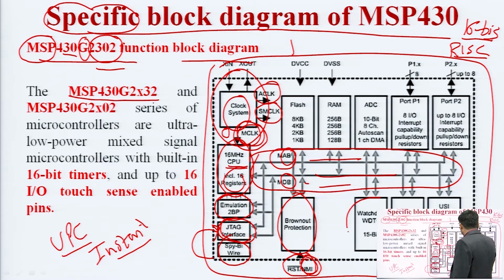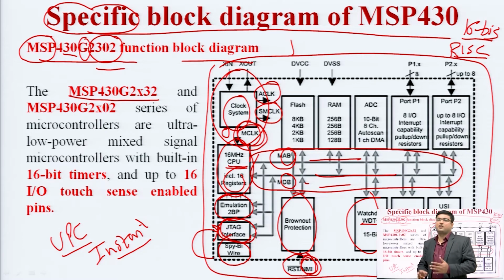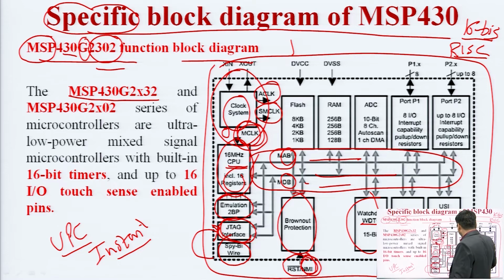There is a watchdog timer. It is represented as WDT plus. Basically, plus means that it is incremented. So the watchdog timer is basically a timer which is used to reset or restart the microcontroller if there is any software fault, if the processor is trapped in an infinite loop. This is the function of the watchdog timer.